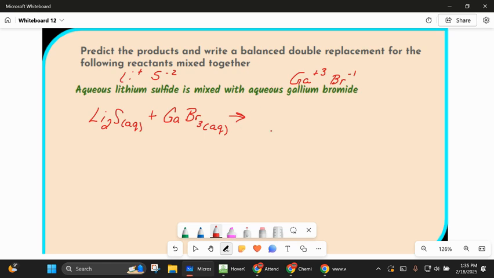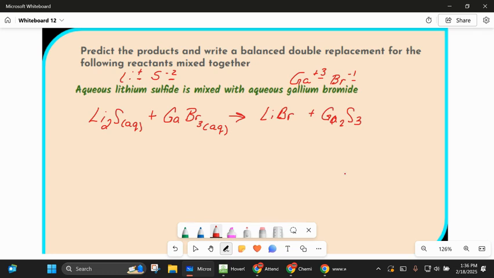What that means is that lithium is going to go with bromine. But remember, lithium was a +1 and bromine was a -1. So LiBr is our formula there. A +1 and a -1, crisscrossing them, that's our formula. And then gallium is a +3 and sulfur is a -2. So we end up with Ga2S3, to balance off the charges on each of these compounds. Questions?